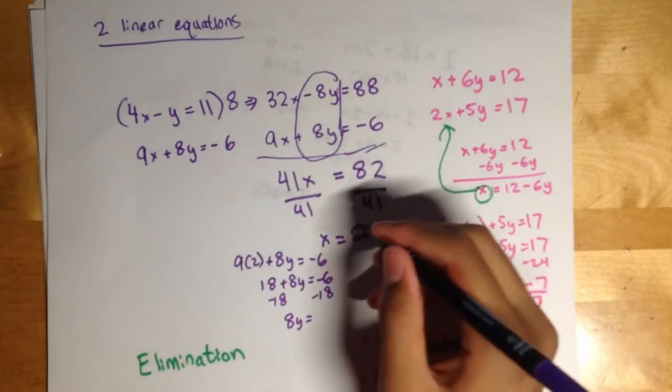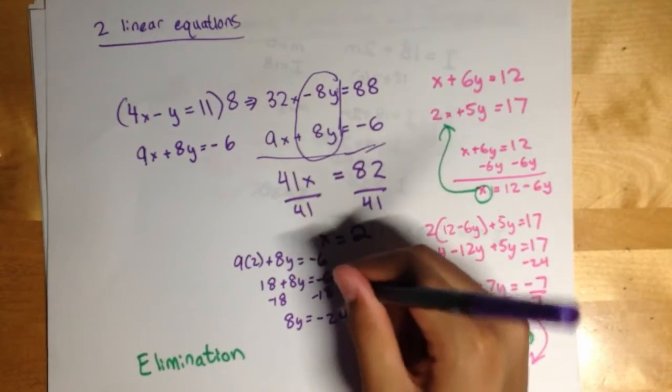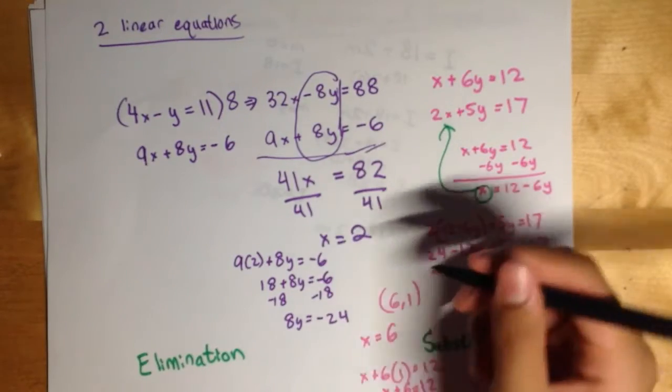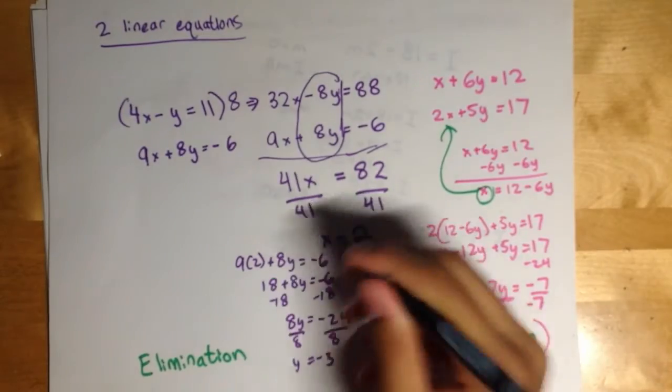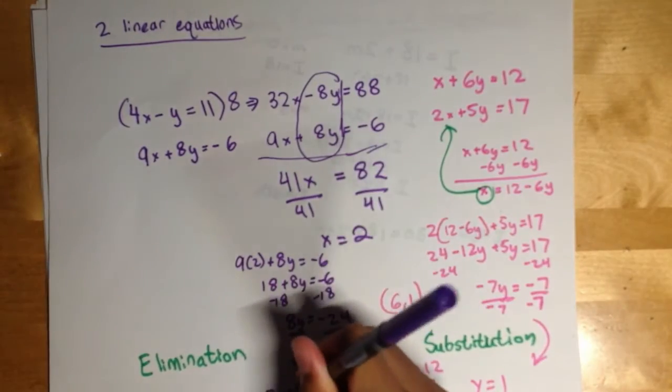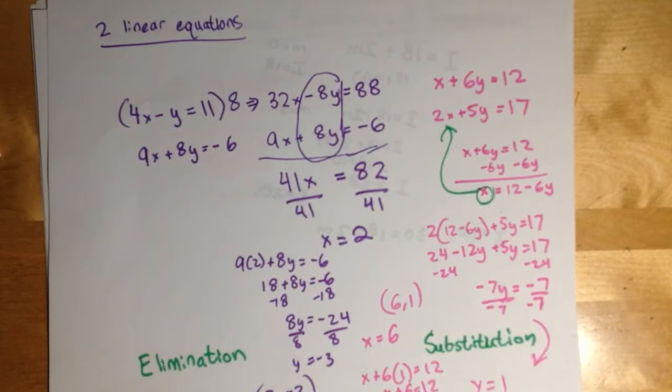8y equals negative 24. Does that look correct? Yes, that is correct. Divide by 8, divide by 8, y equals negative 3. And there you have your coordinates: 2, negative 3. So those are your two methods, elimination and substitution.